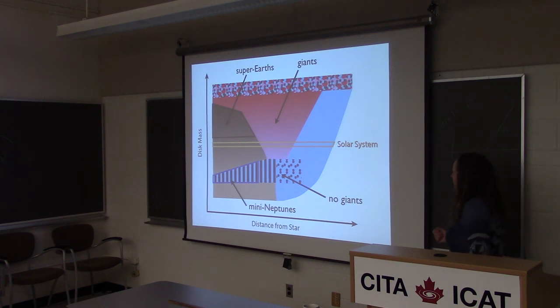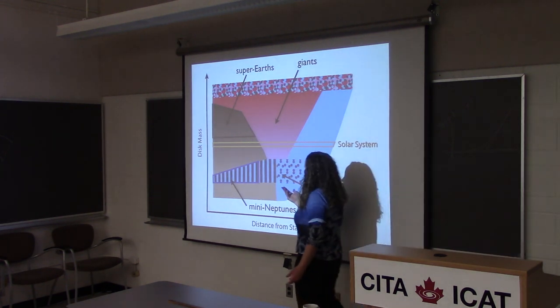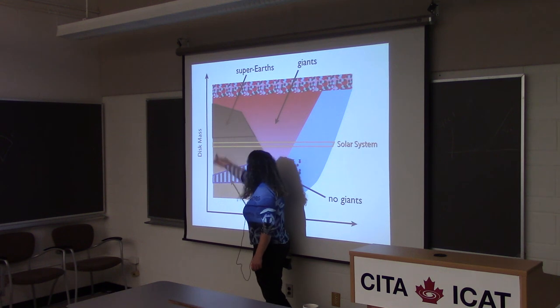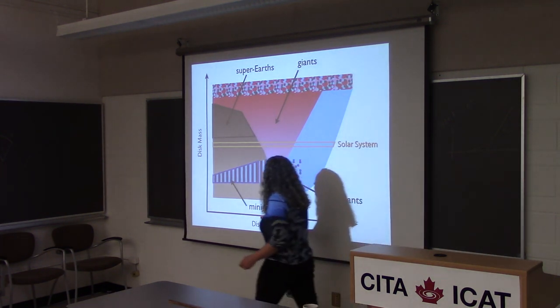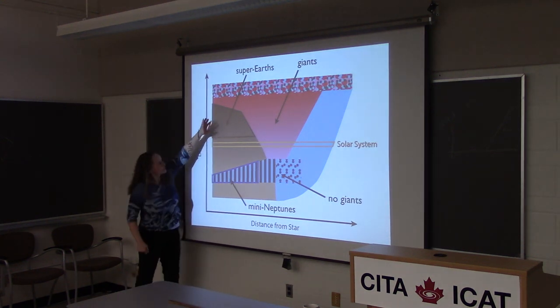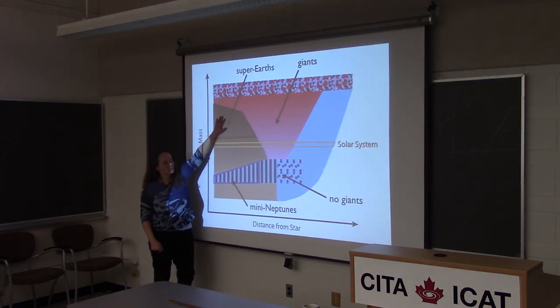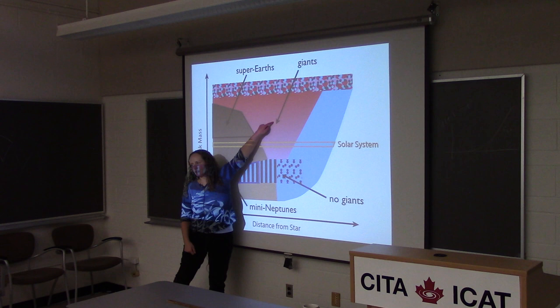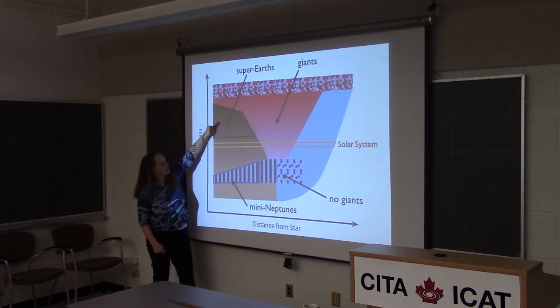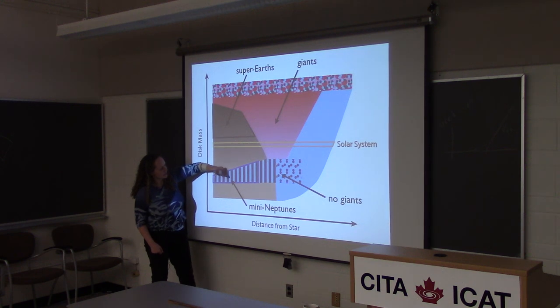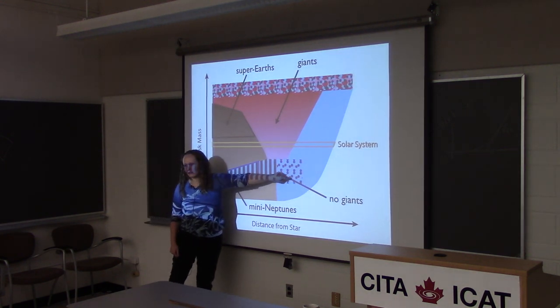So what can we do with things like this? And this is just, again, one of the simplest examples. We can say, well, if disk mass is the controlling parameter, and I think we often just assume that how much mass you have matters a lot, then if you see a super Earth here, you should see giant planets out there. And if you see a mini Neptune here in this case, there should be no giants out here.